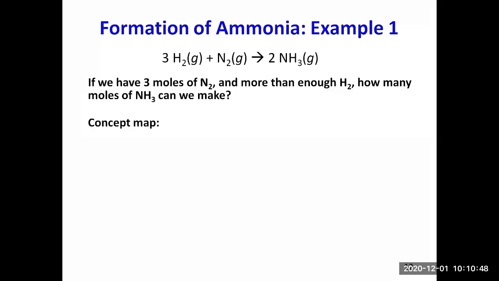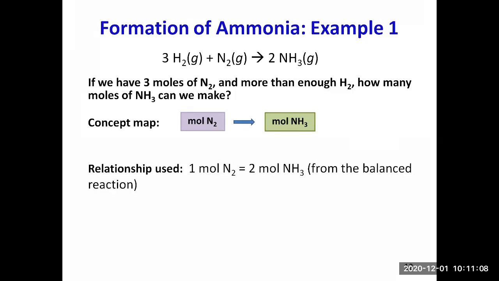So here the concept map will show what we start with. Here we start with 3 moles of N2 and we want to find moles of NH3. So from moles of N2, we want to find how many moles of NH3 we will make from 3 moles of N2. So you use the equation to find the relationship between the moles of nitrogen and the moles of ammonia. And here 1 mole of nitrogen allows you to make 2 moles of ammonia. That's from the balanced chemical equation.